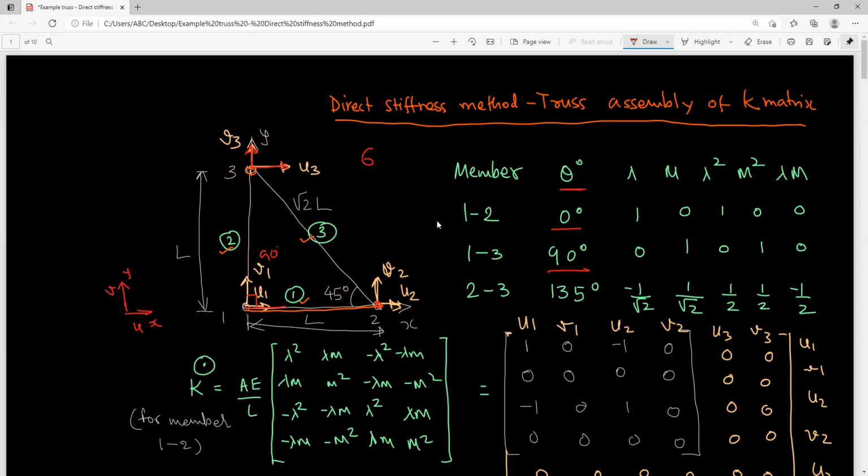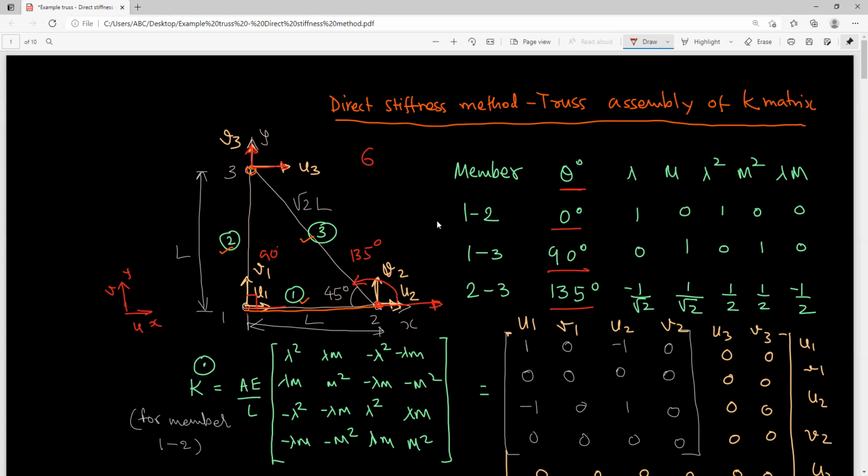Now member 2-3: if you measure from the positive x-axis in the counterclockwise direction, the angle is 135 degrees, that is 180 minus 45 degrees. So you have to consistently maintain the direction in which the members are oriented. You can follow one rule where you uniformly calculate the orientation for all the members. If you are calculating counterclockwise, you have to keep that sign convention consistently.